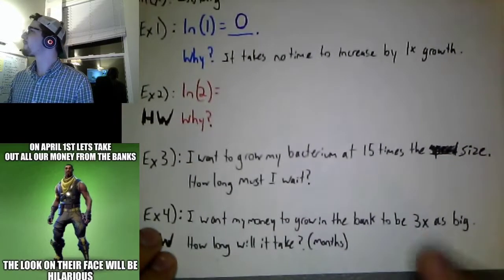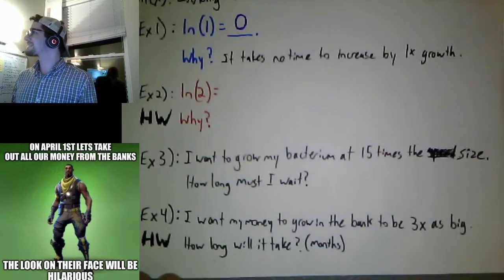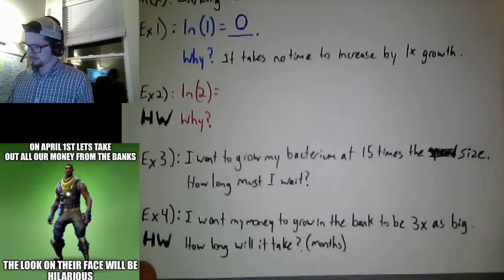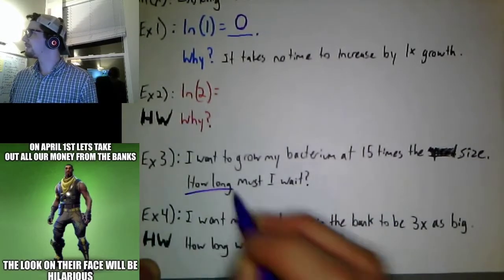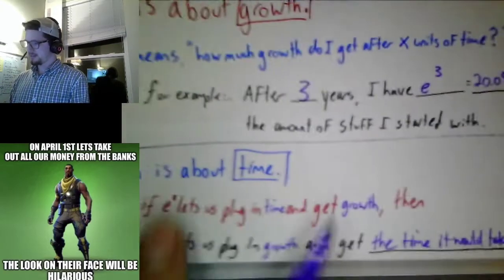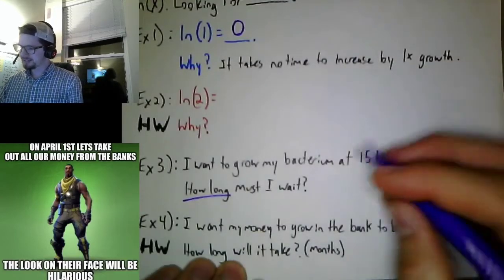Example number 3. I want to grow my bacterium, my collection of bacteria, at 15 times the size. I want to make it 15 times bigger. How long do I have to wait? Well, what am I looking for? How long? I'm looking for time. Which equation helps me with time? Natural log. So let's use my natural log.